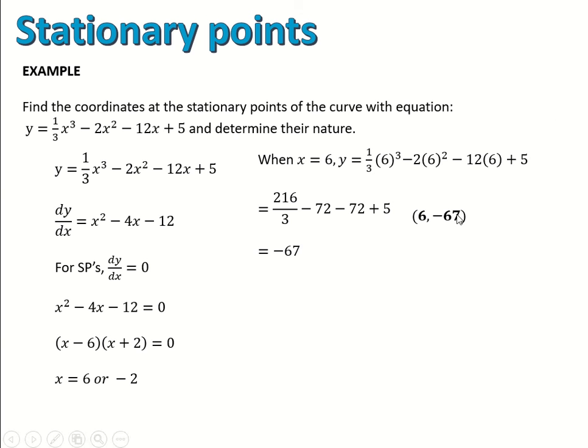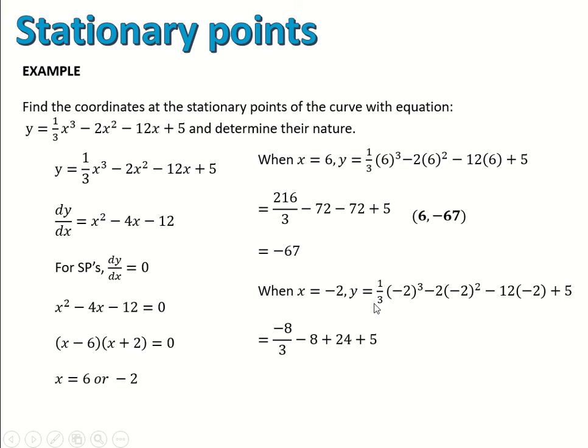Okay, so then I need to find the y value of the second one. It's the same idea, but just substituting my x for minus 2 this time. Work it all through, and I get 18 and a third. And that gives me my second stationary point, minus 2, 18 and a third.